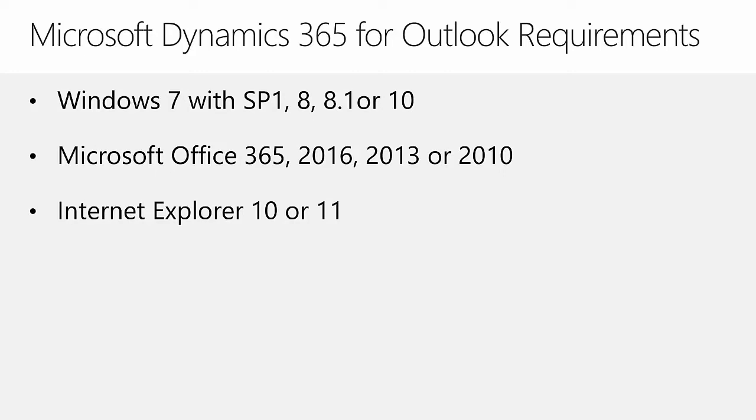In addition to Windows Server 2012 and 2012 R2 being available to run Microsoft Dynamics 365 for Outlook as a remote desktop services application, Windows 7 with Service Pack 1, Windows 8, 8.1, and Windows 10 are all supported in the 32 and 64-bit versions. Microsoft Outlook from Microsoft Office 365, as well as 2016, 2013, and 2010 are all supported. And either Internet Explorer 10 or 11 wrap up the list of software prerequisites to operate the Microsoft Dynamics 365 for Outlook client.